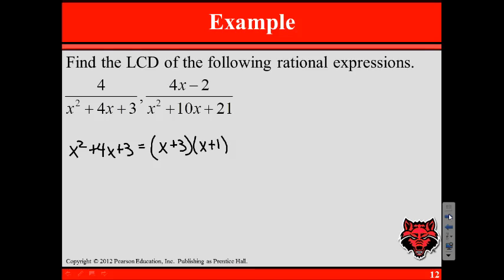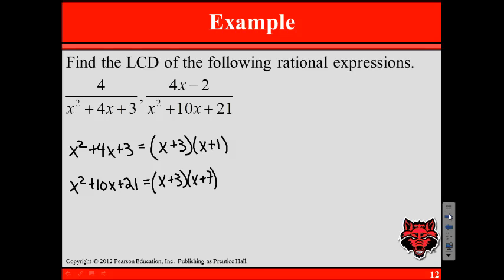We then go to the second fraction, x squared plus 10x plus 21. We're looking for two numbers that multiply to 21 but add to 10, which would be 7 and 3. So x plus 3 and x plus 7.